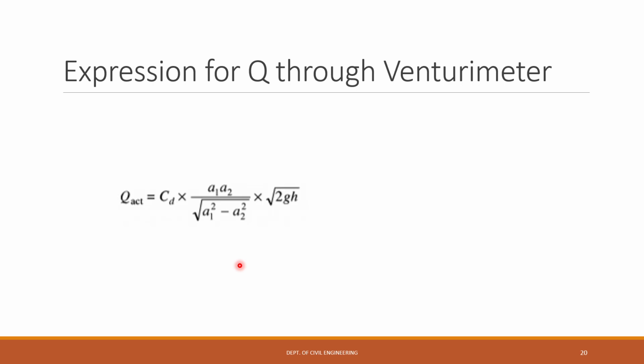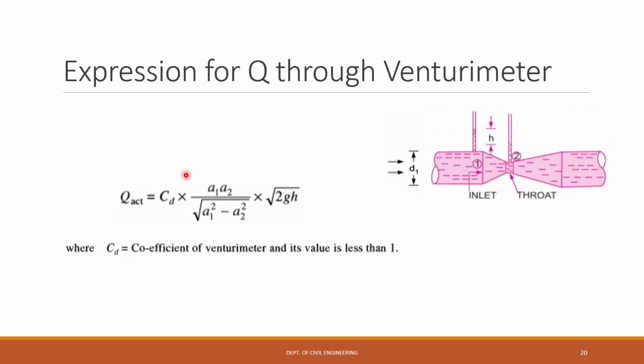This is the expression for discharge. Q actual is equal to CD into A1 A2 by root of A1 square minus A2 square into root 2 GH, where A1 is the area of cross section at section 1. I told you that section 1 is taken at the inlet. So A1 is the area of the pipe at the inlet. So it will be equal to the area of the pipe itself.